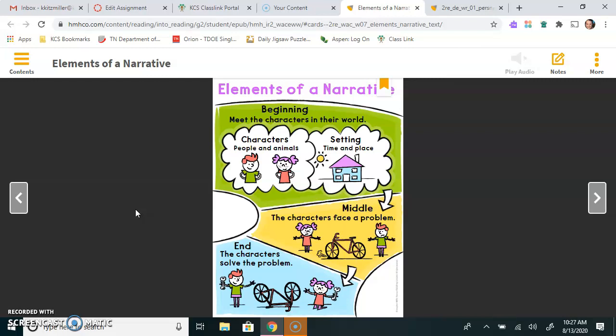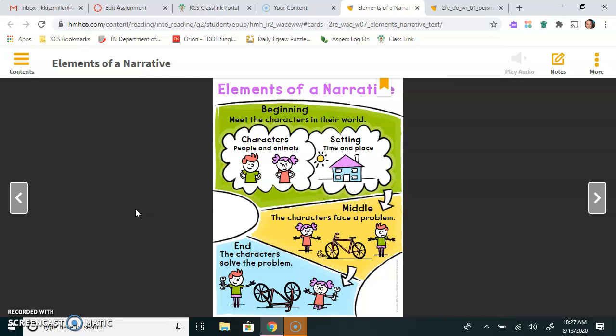If you look at the pictures on this chart, you can see the characters in this story look like a little boy and a little girl. The setting looks like it's during the day. I see the sun out and it's at someone's house. You can kind of see on the card that they have a problem. You can look at their little faces and see that they don't look very happy.